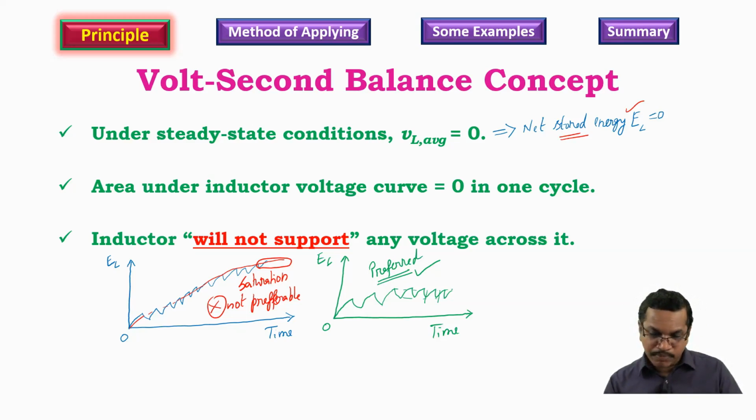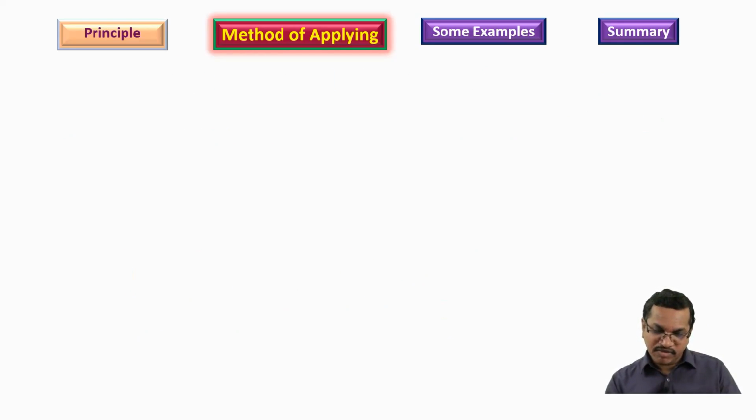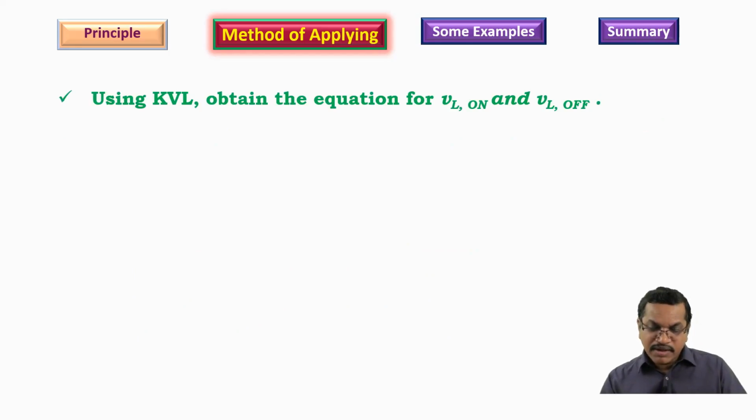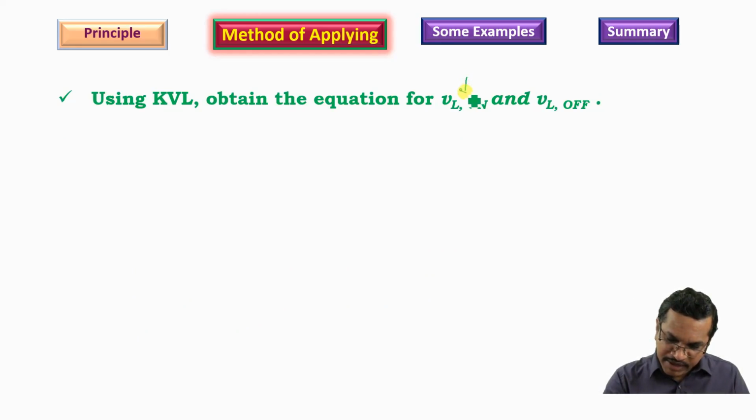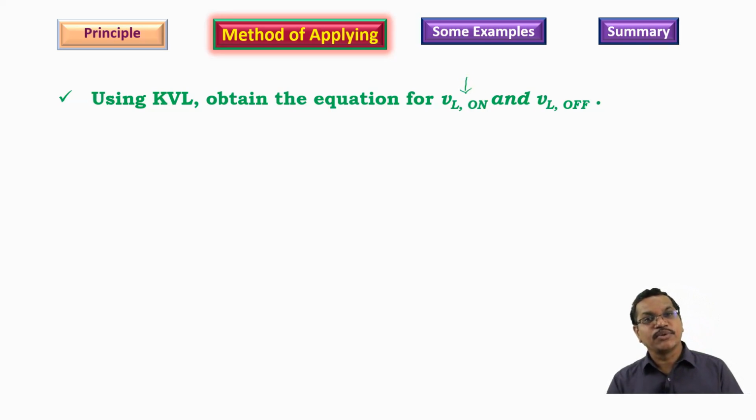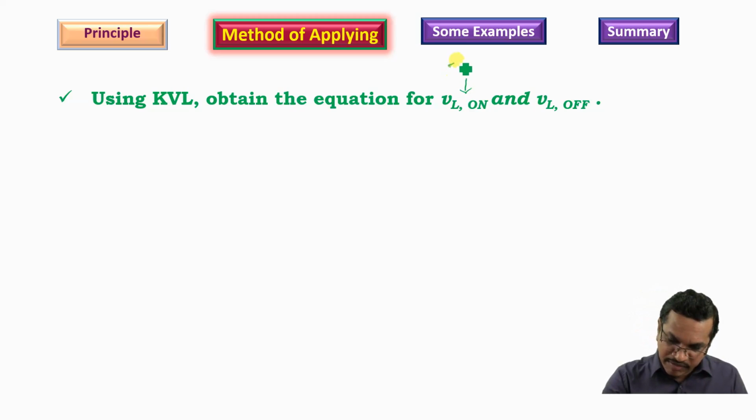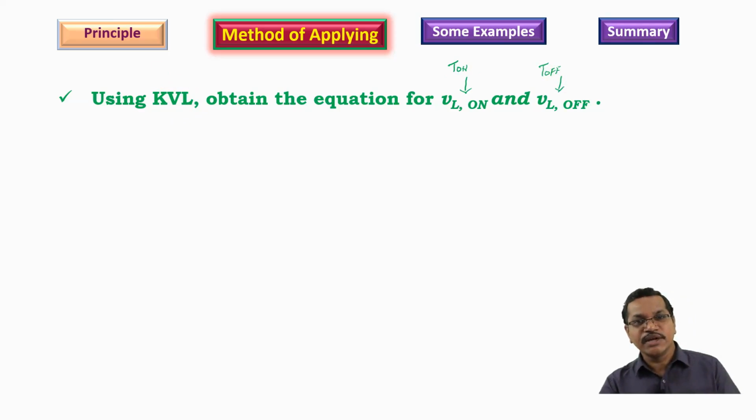Now, how do we put it in practice, or how do we apply this to a power converter circuit? In case we have any DC-DC power converter circuit, during on time, we will be in a position to write the voltage across the inductor during on time. I have indicated this as VL on. Similarly, VL off is indicated for the voltage across the inductor during off interval. We write the equation using KVL. We can easily do that.